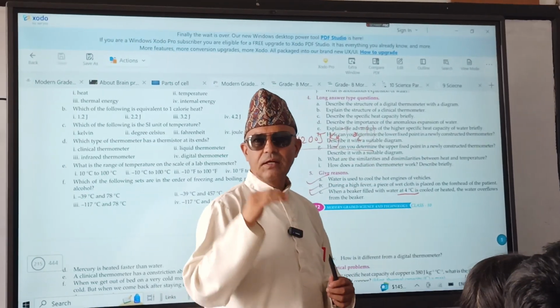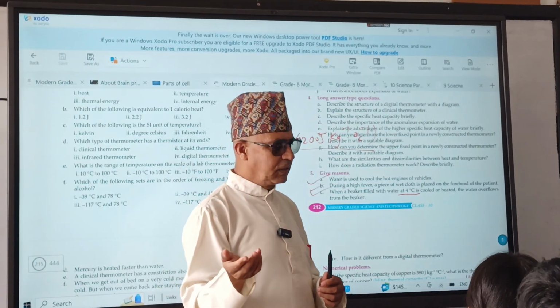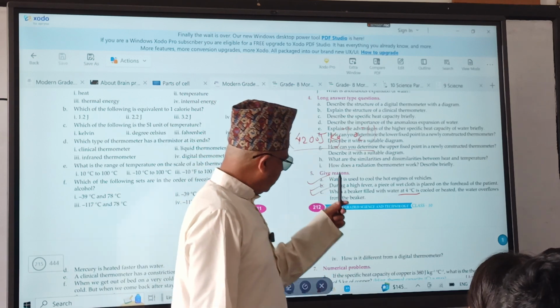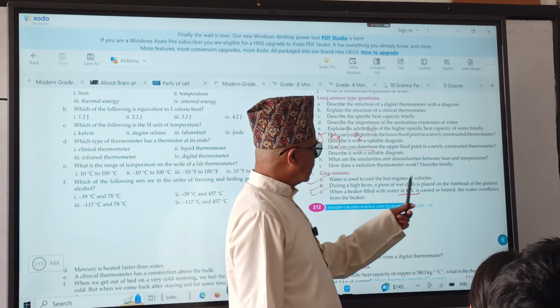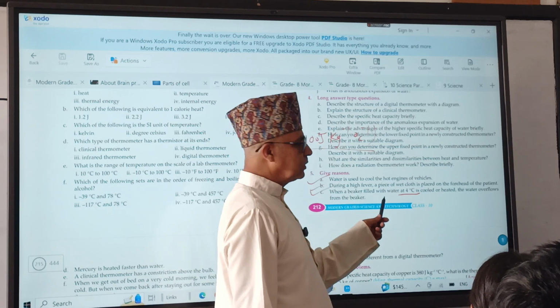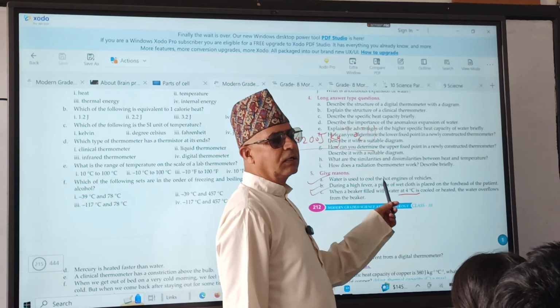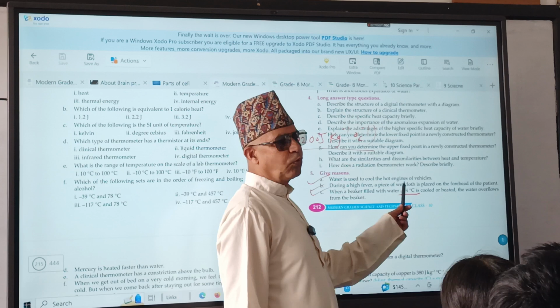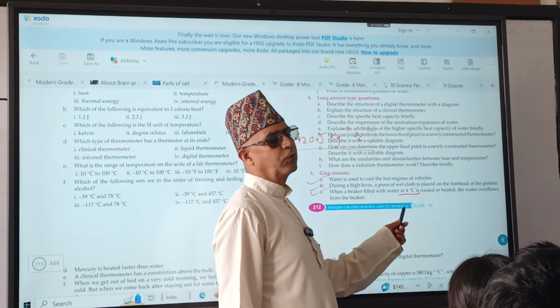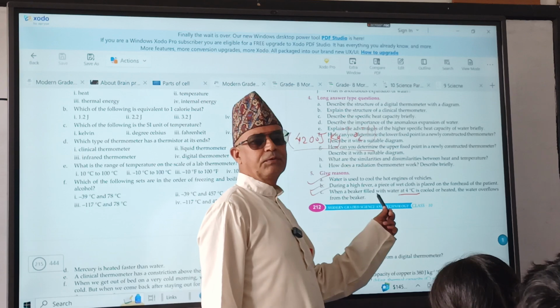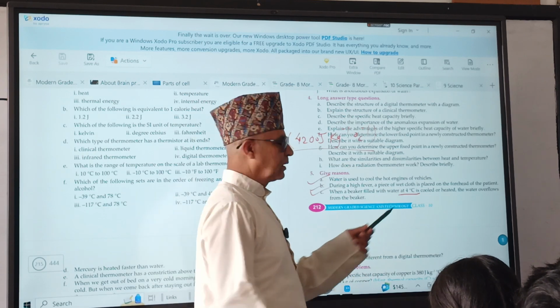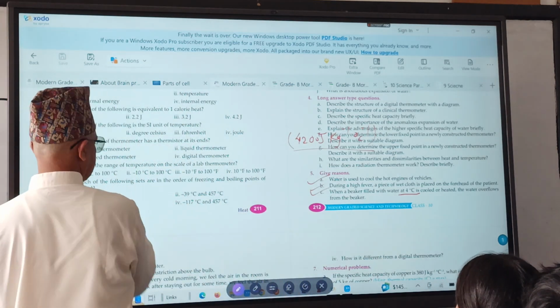Volume least, temperature more, isn't it? So, when a beaker filled with water at 4 degrees centigrade is cooled or heated, the water overflows from the beaker because it expands, as water has least volume at 4 degrees centigrade. In that way you have to write down, right? Understood? Now let's discuss the next question.